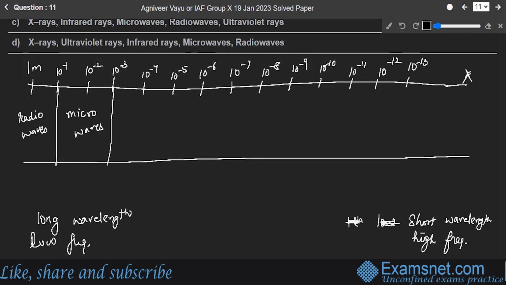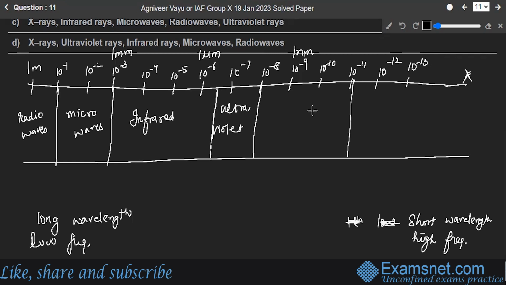And see, this is 1 micrometer. This is 1 nanometer. This is 1 millimeter, right? And between 1 millimeter and this one, you have infrared, and between this, you have ultraviolet radiations. Then here are your X-rays. Actually, there is a gap. And here you have the gamma rays.